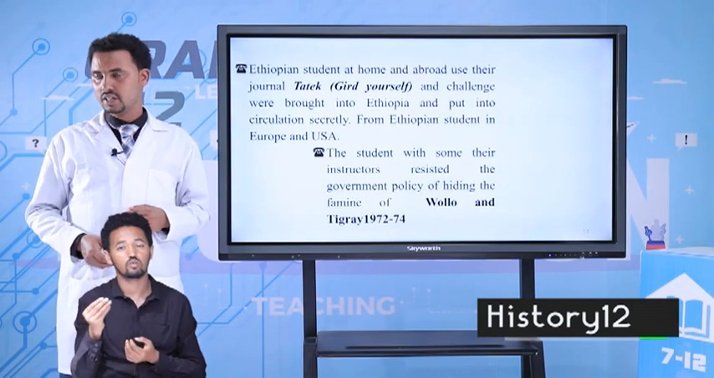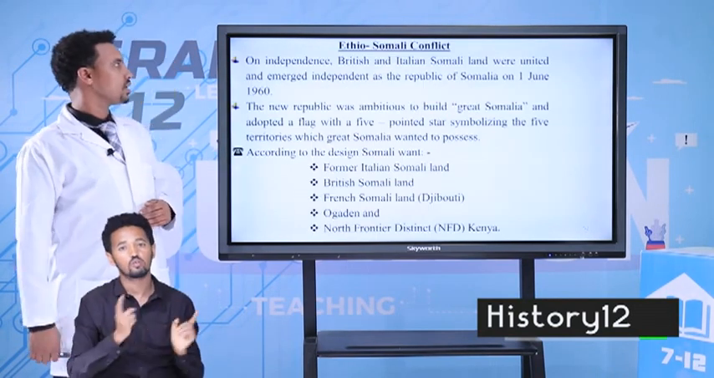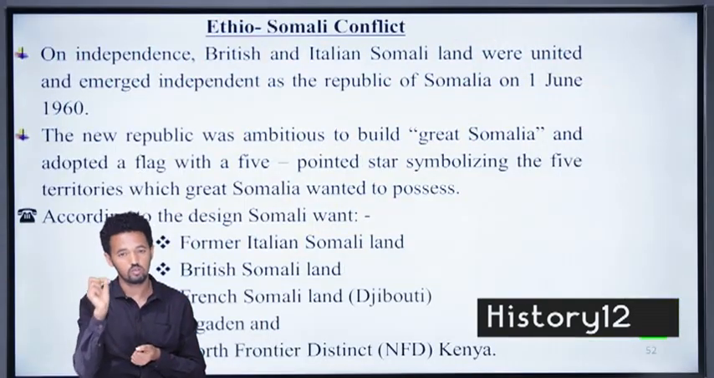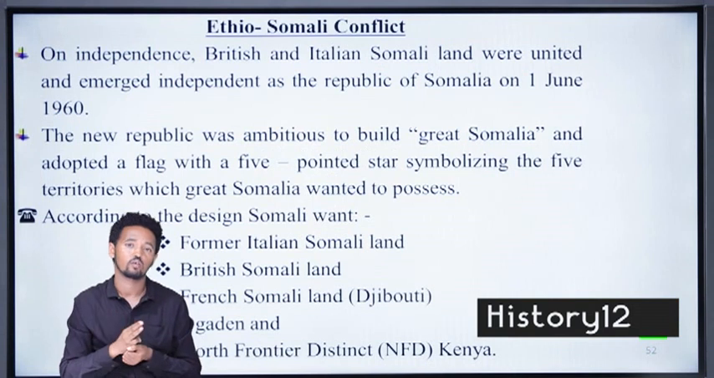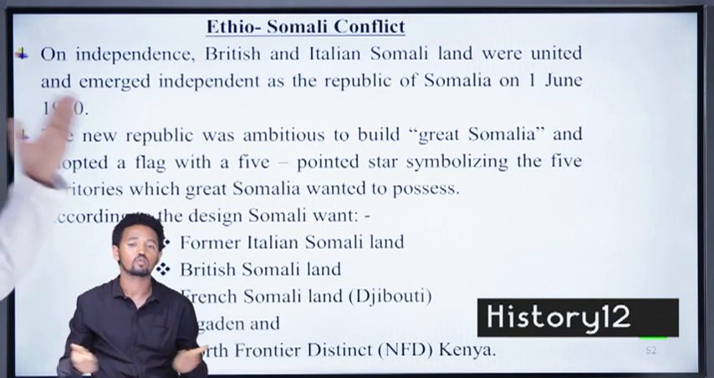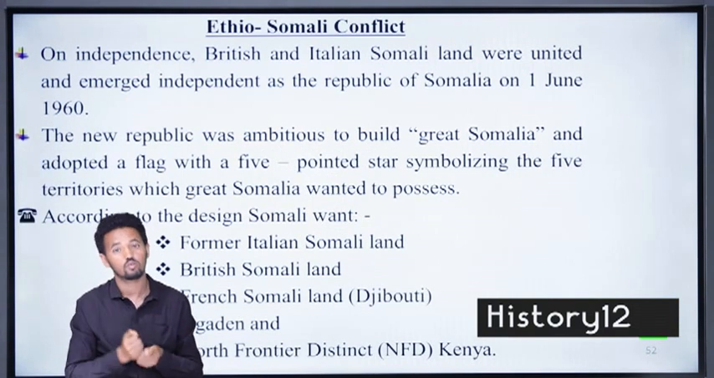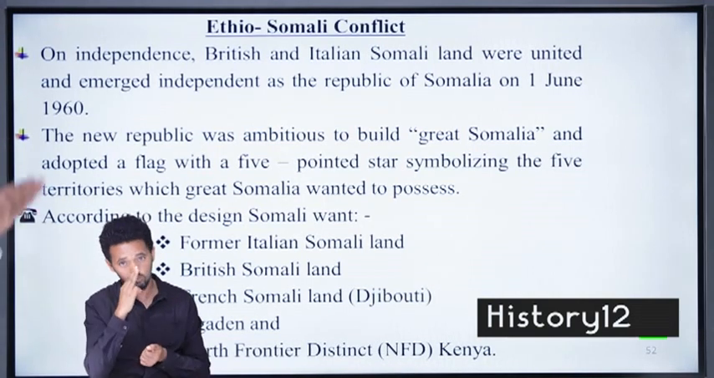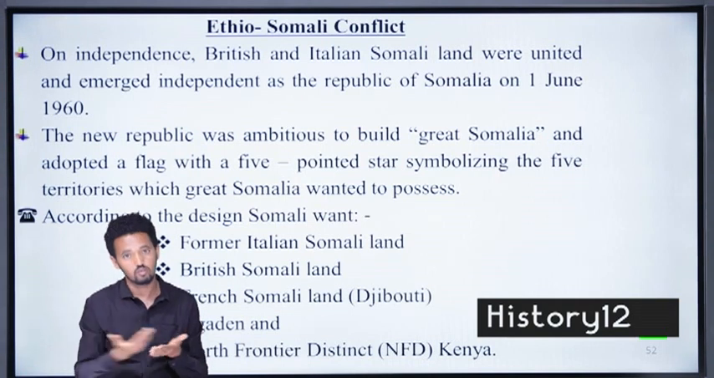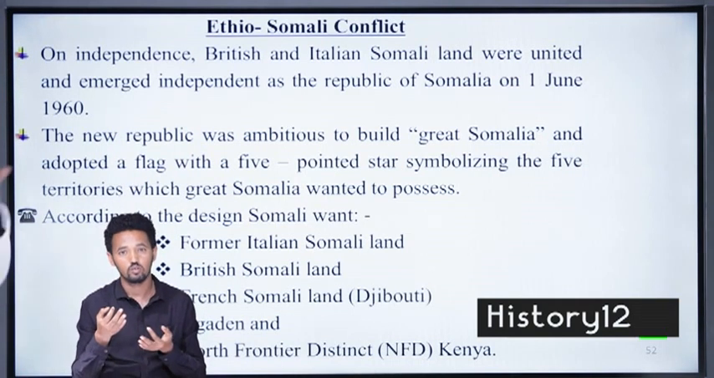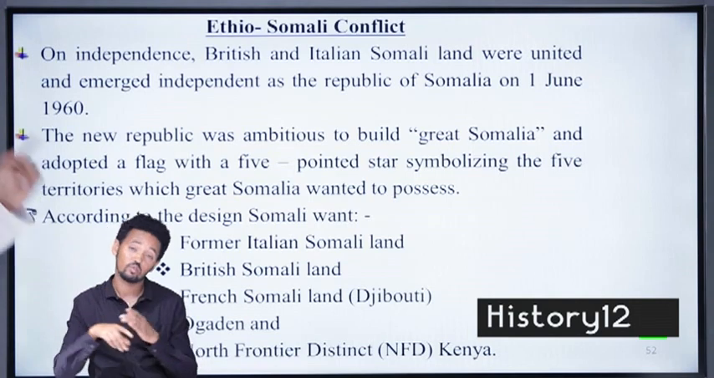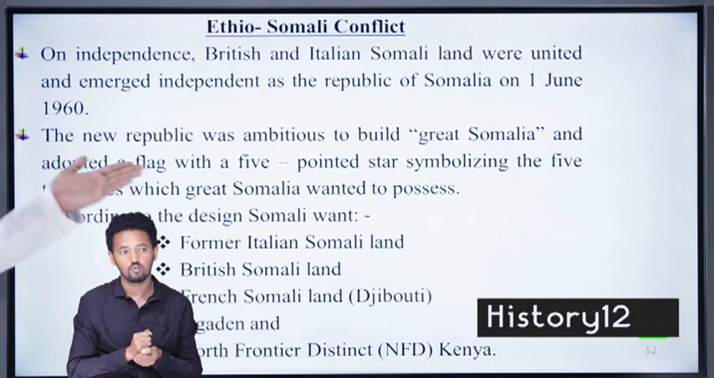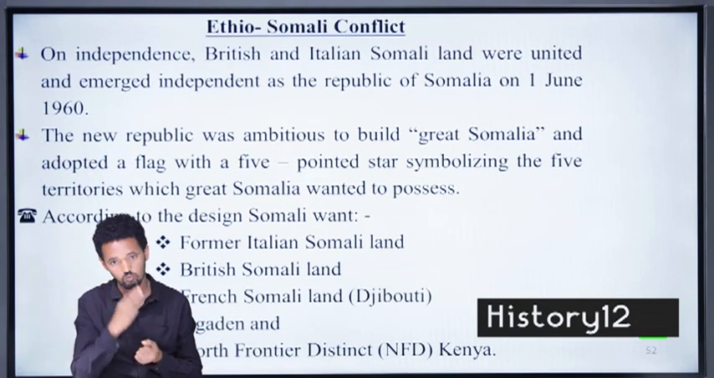The other one, the Ethio-Somali conflict. On independence, British and Italian Somaliland were united and emerged independent as the Republic of Somalia on July 1, 1960. The new republic was ambitious to build Greater Somalia and adopted a flag with a 5-pointed star, symbolizing the 5 territories which Greater Somalia wanted to possess.